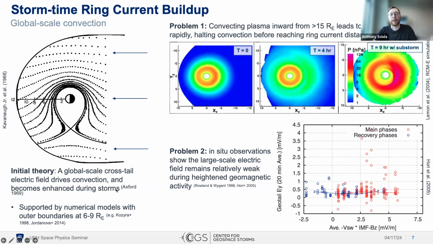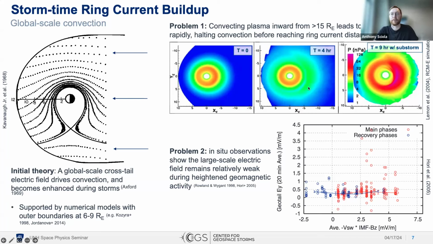And so this has been supported by a number of numerical models with outer boundaries at 6 to 9 RE, but it was found later on that when you push that boundary back to 15 RE and try to convect plasma in from there, and also, very importantly, more self-consistently include feedback on the ionospheric electric field and the magnetic field, then this actually leads to pressure growing too rapidly. This alters the convection paths and actually halts that inward flow before the plasma can really reach ring current distances.